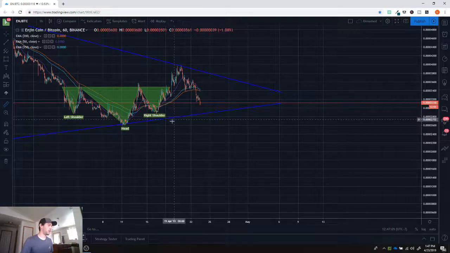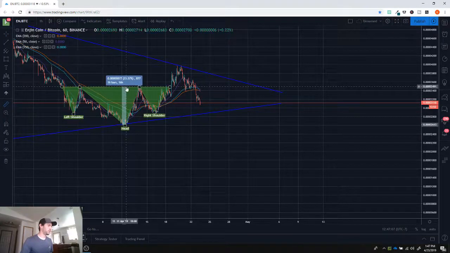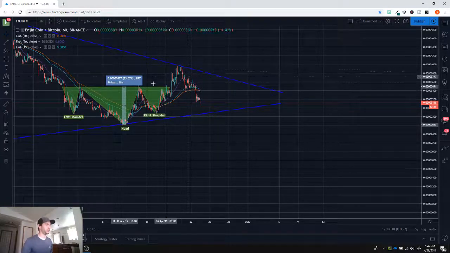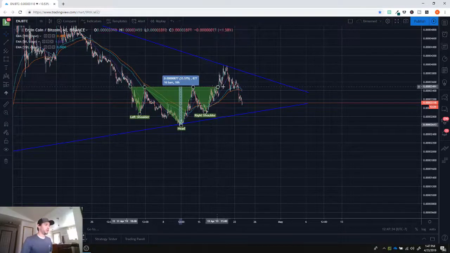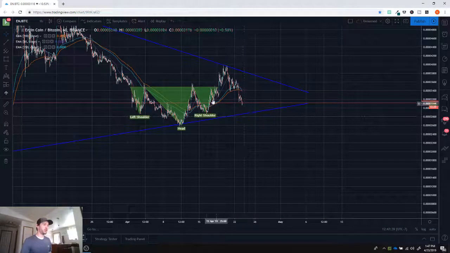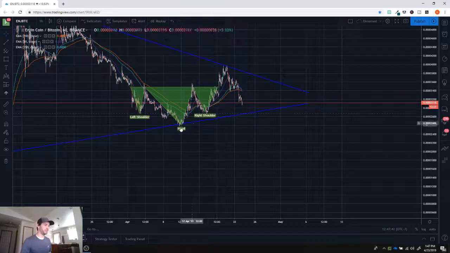What kind of move did we have? 30%. We retested the neckline and failed. So stop losses should have been triggered. You guys would have gotten a nice profit take up here. And you should have adjusted the stop loss once we took off and hit target 1. So you would have gotten out with a small gain on this guy. Good call, had huge potential, but we did see a breakdown.